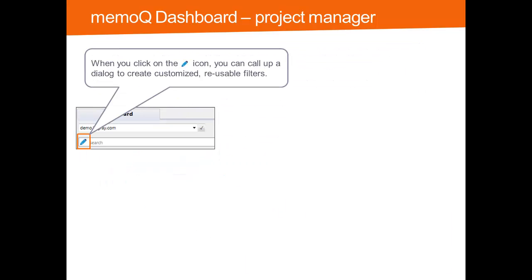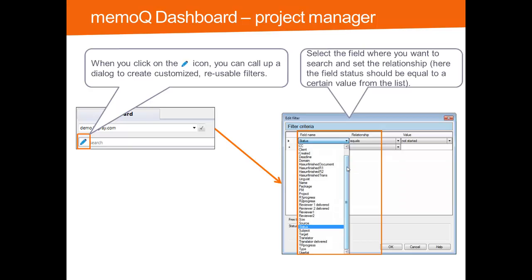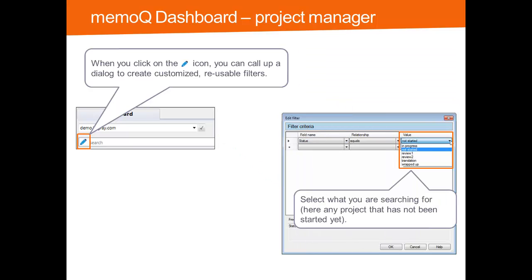When you click on the pen icon, you can call up a dialog to create customized, reusable filters. Select the field where you want to search and set the relationship. Here, the field status should be equal to a certain value from the list. Select what you are searching for. Here, any project that has not been started yet.